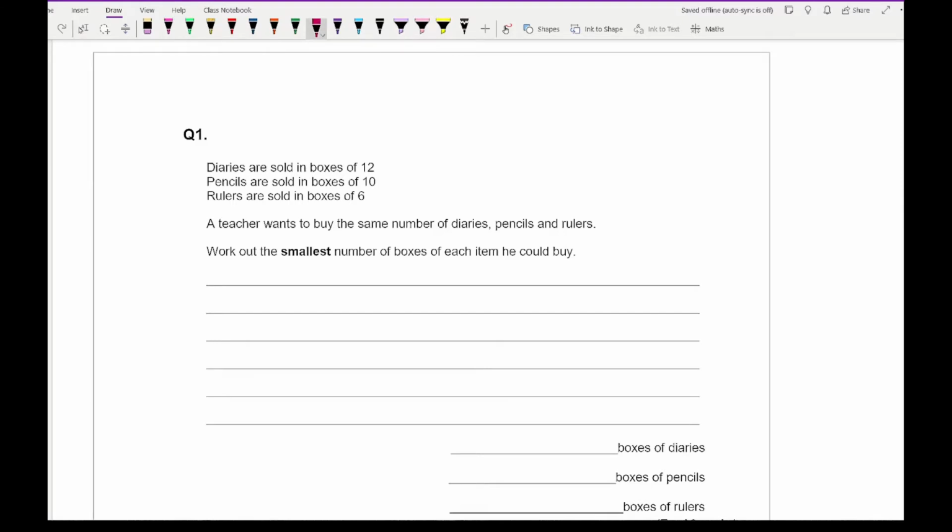So for this, what we need to do first is find the lowest common multiple of 12, 10 and 6. So we're looking for the smallest number that appears in all 3 of these numbers' times tables, and the answer you should have is 60. So I want 60 diaries, 60 pencils and 60 rulers.